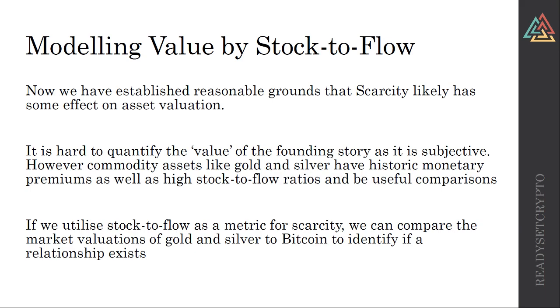So it's hard to quantify the value of a founding story. How much is Satoshi Nakamoto's story really worth? How much is it worth being a Banksy versus some other artist? It is a subjective thing. However, when we look at commodity assets like gold and silver, we've seen that historic monetary premium and that correlation between a high stock to flow ratio and total market asset value. So if we can look at stock to flow ratio as a metric for scarcity, can we compare that market valuation of these gold, silver, and Bitcoin to identify whether there's some kind of relationship between this scarcity metric and network valuation?